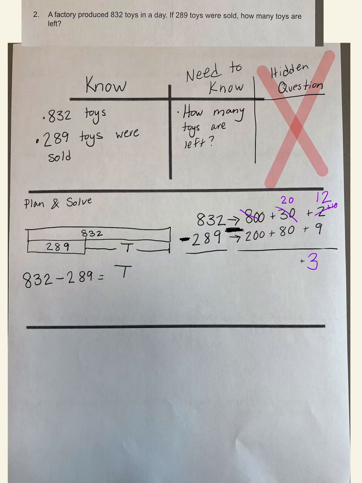So I would be taking 100 from this, which would leave me with 700. And I'm going to come over here and add it to my tens place, which would leave me with 120. All right. Well, 120 minus 80 would be 40. All right. And now I'm in my 100 space and I can see 700 minus 200. Well, I know I can do that. And I know that's going to leave me with 500. And 500 plus 40 plus 3 is 543.